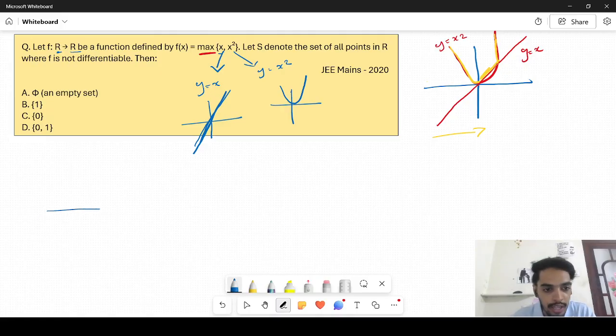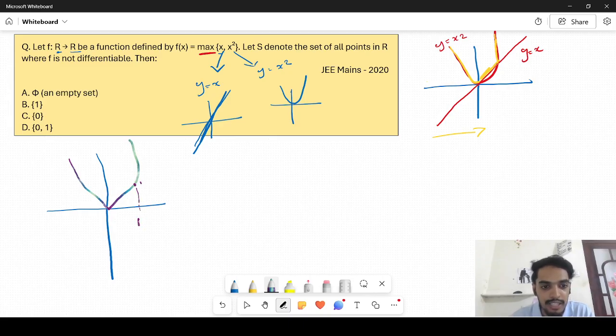I'll redraw here for you guys. What we have is first like this, from here a straight line, then a continuation. So this point will be one only. This point is (1, 1), and this point will be (0, 0).